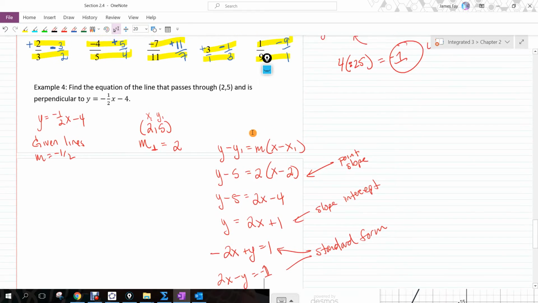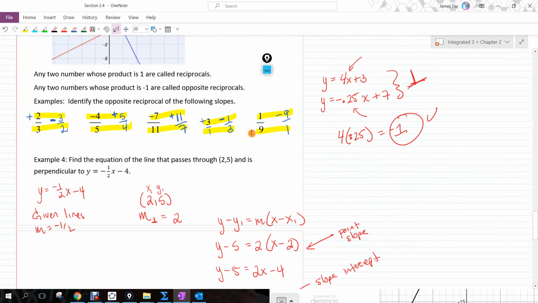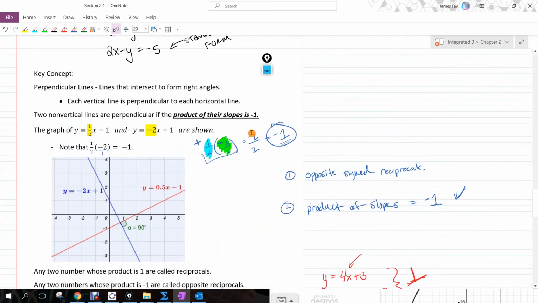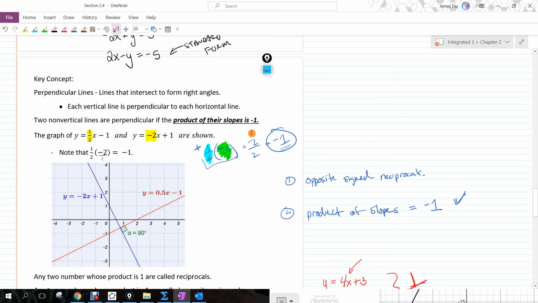So the rest of your homework over section 2.4 should now be able to be completed using these concepts. Again, if you have any questions, please don't hesitate to reach out and ask them.